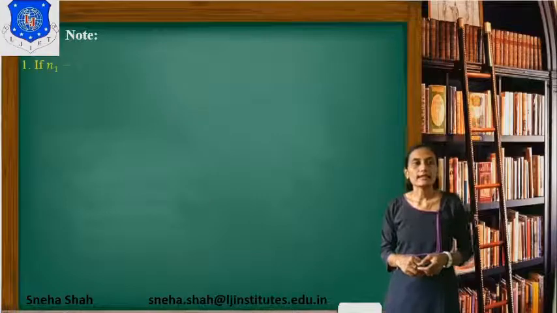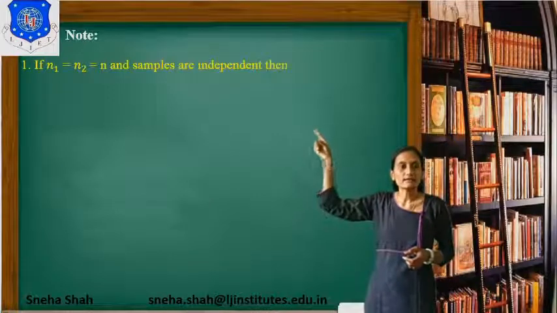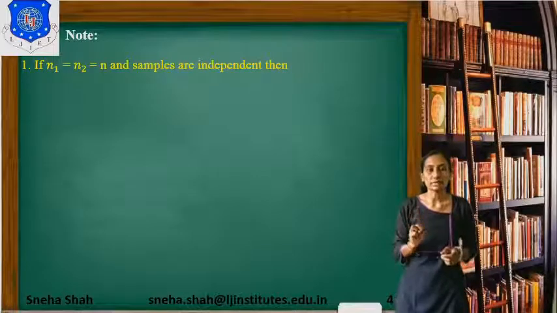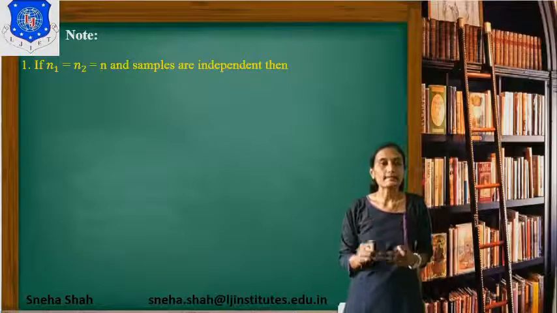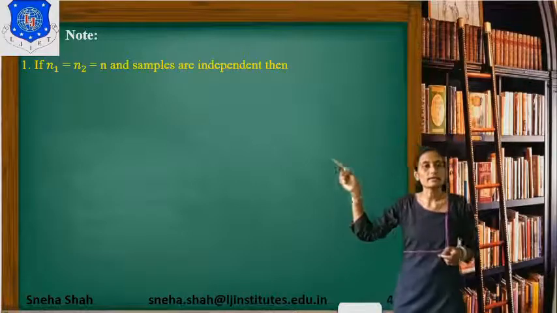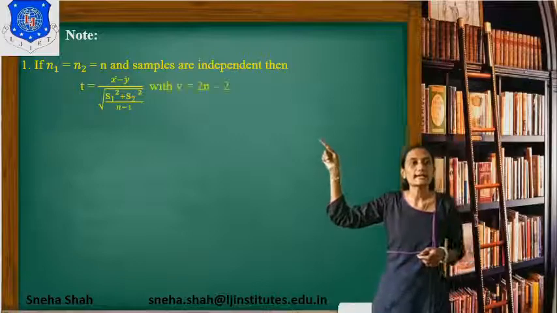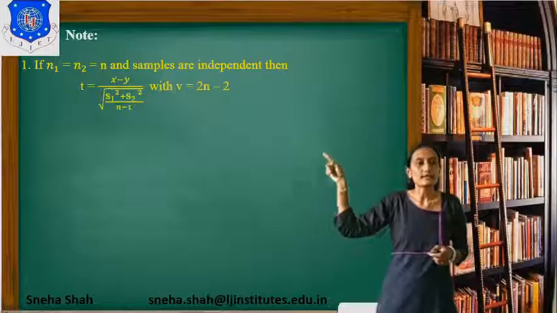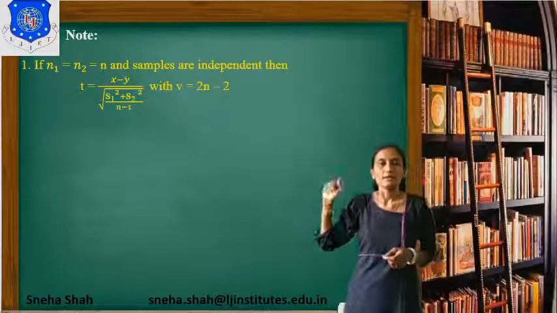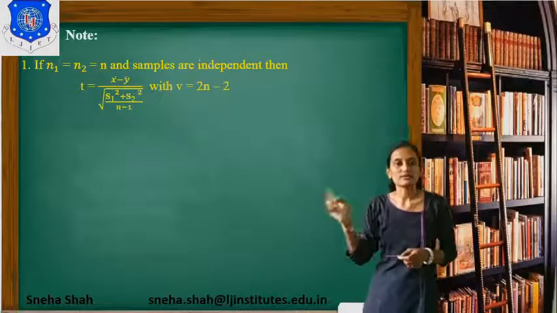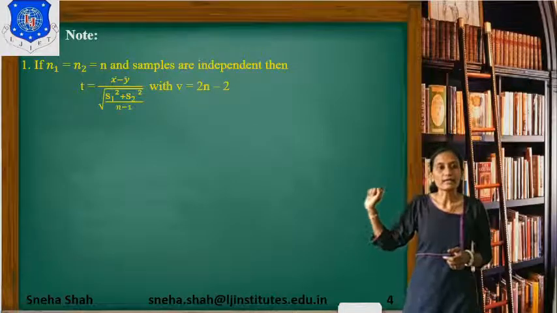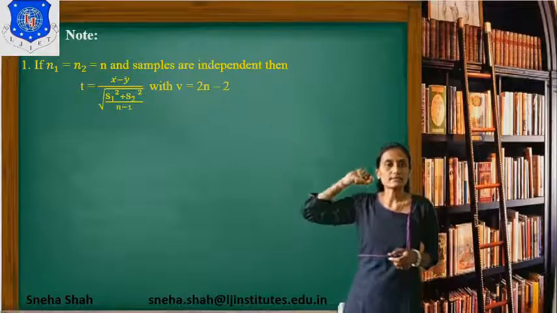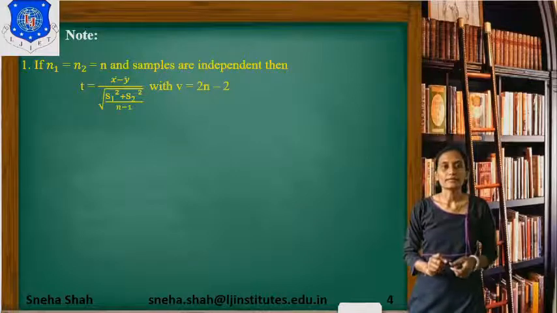Now in this, note that if we take the value of n1 equals n2 equals n, meaning the sample sizes for the two random variables are the same and the samples are independent of each other, then what will be the equation? T will be represented as x bar minus y bar upon the square root of s1 square plus s2 square upon n minus 1, because we have taken only one sample size for both random variables. The value of v will be represented as 2n minus 2. By using this equation we can find out the degrees of freedom.